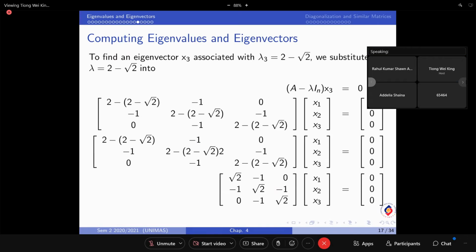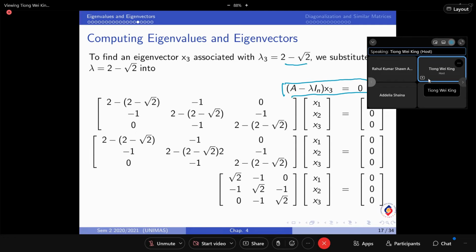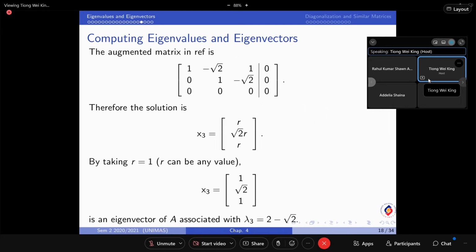You do the same thing for the third one, 2 minus root 2. Substitute that into our system, and then you solve it using Gaussian elimination. You will get a similar eigenvector. Again, you take r equals to 1. So this is the eigenvector for this eigenvalue.